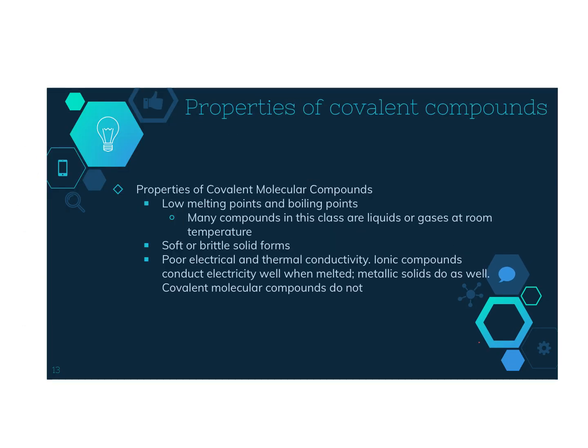Covalent compounds are pretty much the opposite of ionic, so they have really low melting and boiling points. They're typically liquids or even gases at room temperature. If they are a solid, it's soft and brittle instead of hard. They are poor electrical and thermal conductors compared to ionic compounds, and they just basically don't conduct any electrons.